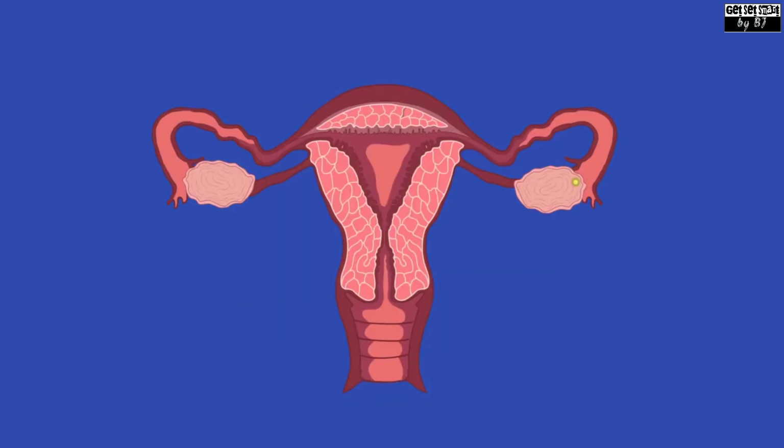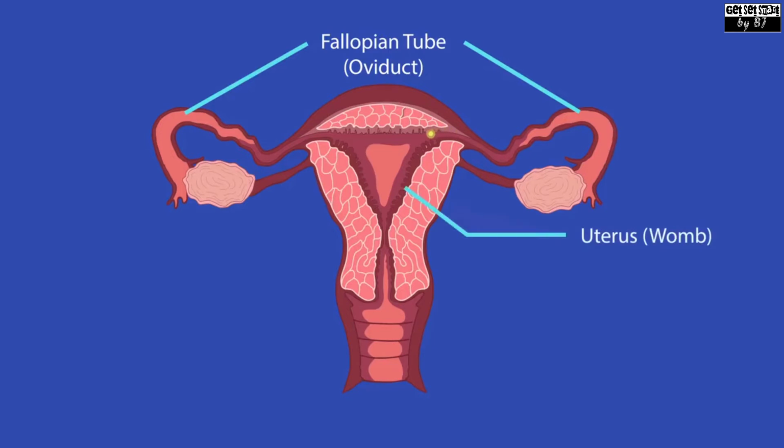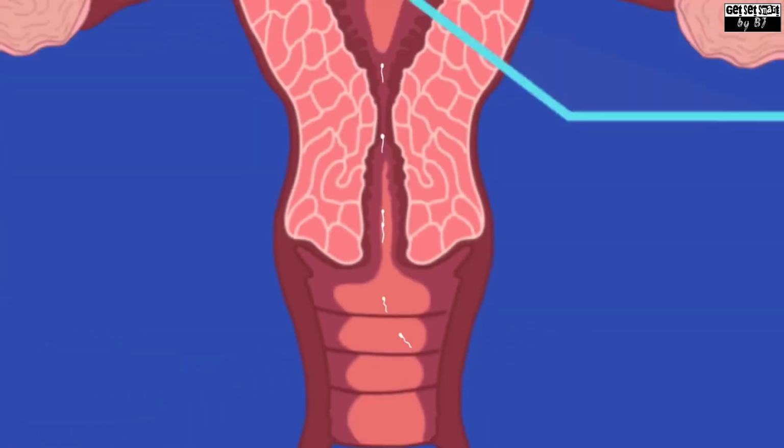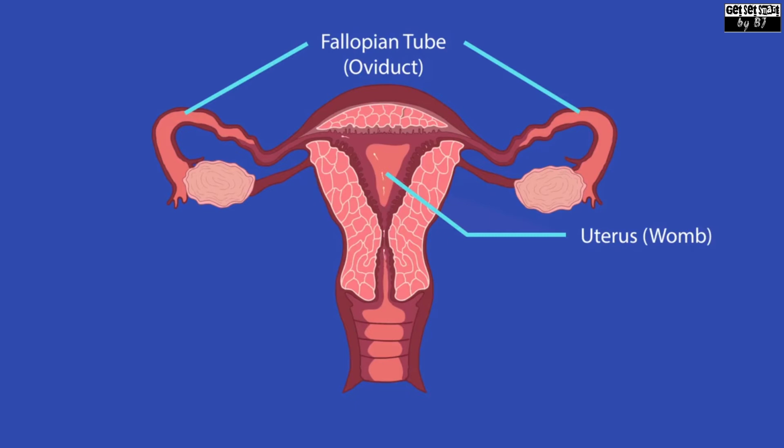After ovulation, the egg travels along a tube called the fallopian tube or oviduct, away from the ovary and towards the uterus, which is also known as the womb. During sexual intercourse, also known as copulation, the semen is ejaculated from the penis into the woman's vagina and the sperm swim up through the cervix and uterus.